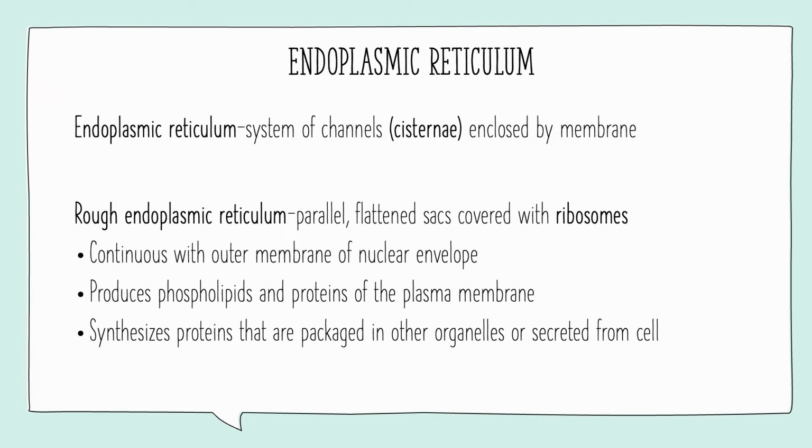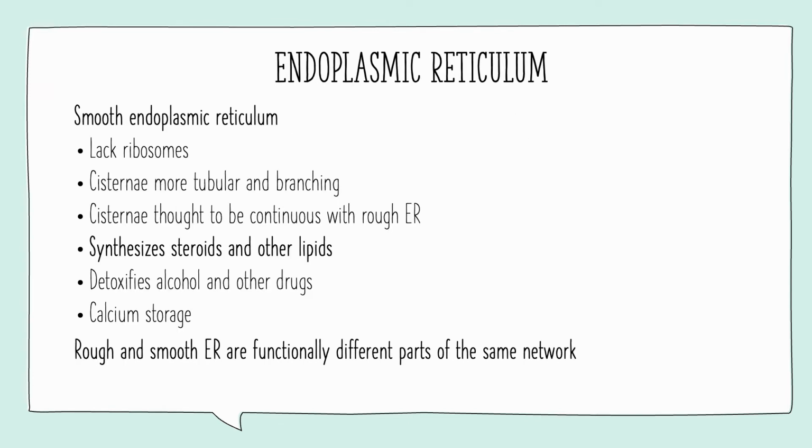The rough endoplasmic reticulum produces phospholipids and proteins of the plasma membrane, and it synthesizes proteins that are packed in other organelles and secreted from the cell. Now let's talk about the smooth endoplasmic reticulum. It lacks ribosomes, like I said before. The cisternae are more tubular and branching, and they are continuous with the rough endoplasmic reticulum.